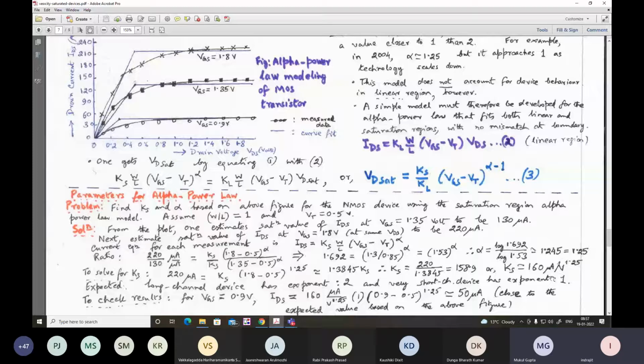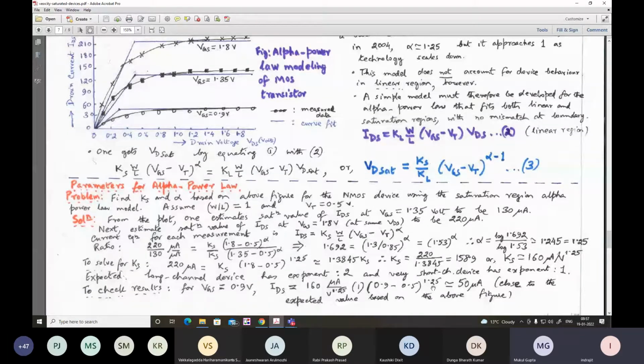Now to check the value for 0.9 volt, with K equal to 160, you get it to be nearly 50 microampere. So you can predict the value, and there is a one-to-one correspondence between the experimental value and the predicted value. Normally it happens. So this alpha power law model was quite popular.